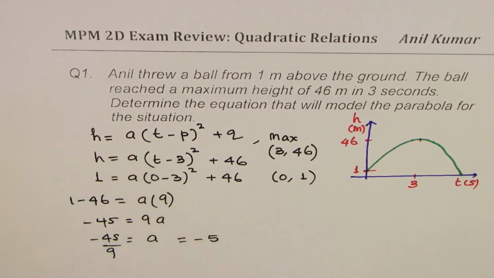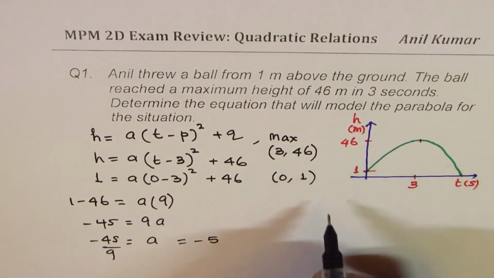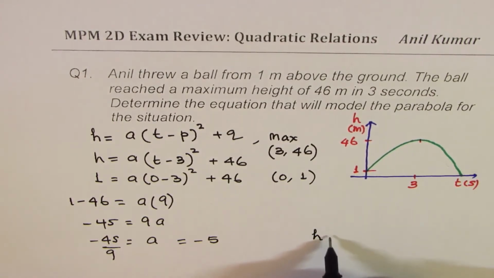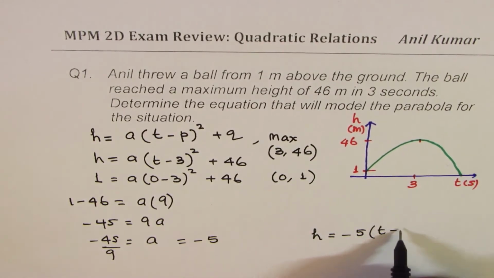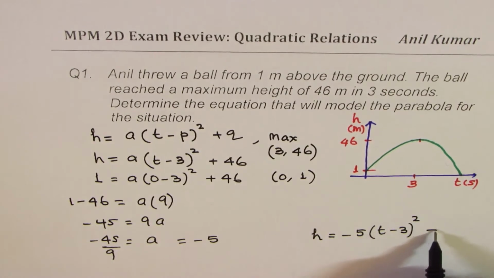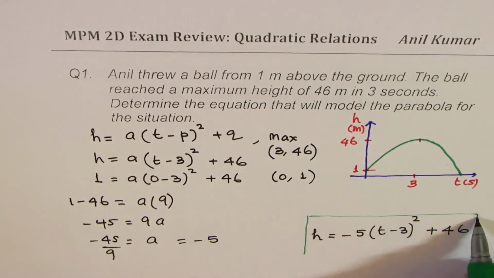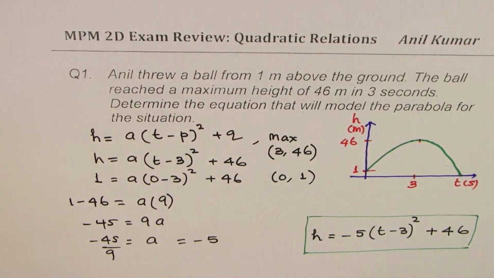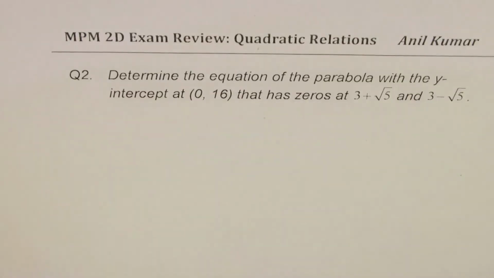Now we can write down the model, or the equation of a parabola, which represents the situation as h equals minus 5 (t minus 3) whole square plus 46. Is that clear? So in example 1, what we have done is represent the equation of a parabola in vertex form. Now let us see how we can do it for question 2.